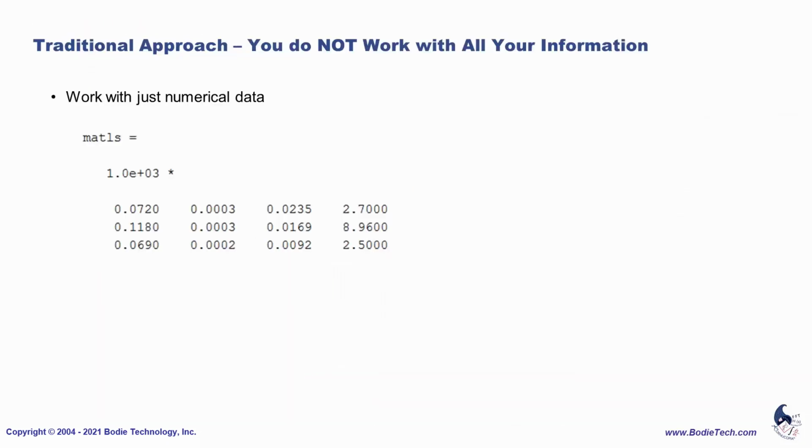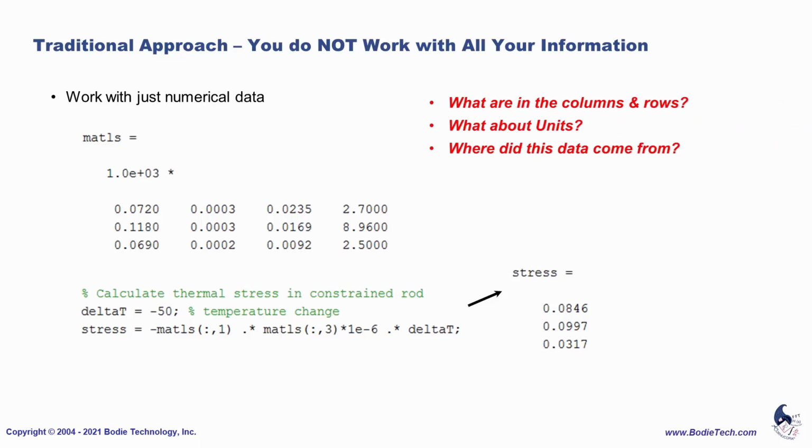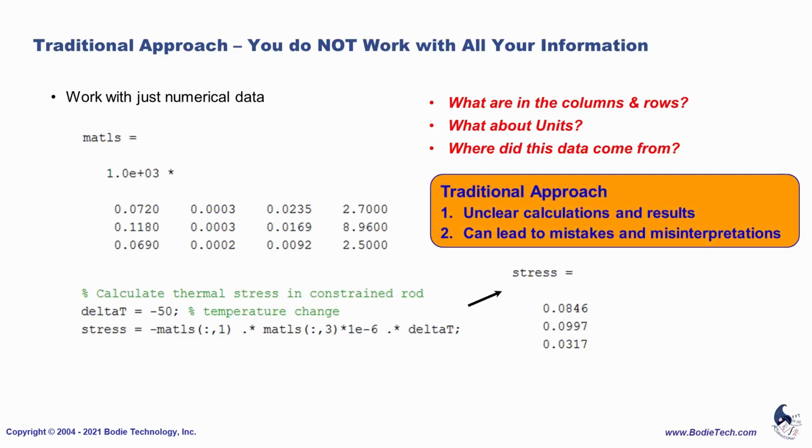Let's take a moment to consider the traditional approach to data analysis, where you're often working with just the numeric part of your data. Here's an array that is holding values related to some materials. And here's a calculation to compute the thermal stress of constrained rods of these materials based on an applied change in temperature. Obvious questions are, what are the columns and rows representing? And what are the units for this data? And where did this data come from? And of course, what are the units of the result? Using the traditional approach of computing with just numbers leads to a workflow that is not clear and can easily lead to mistakes or misinterpretations.